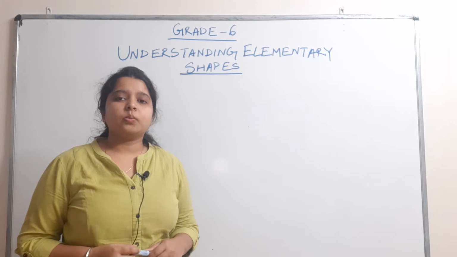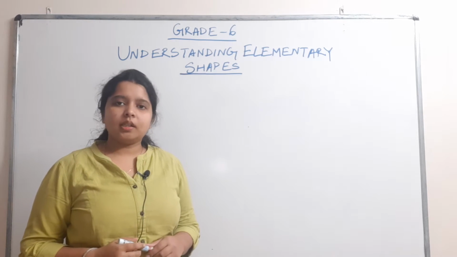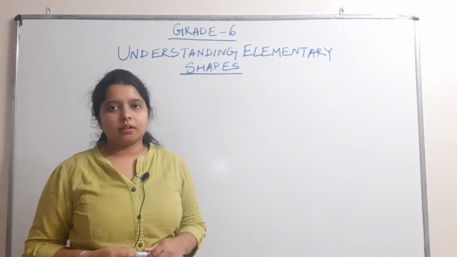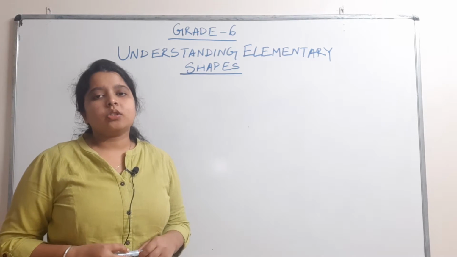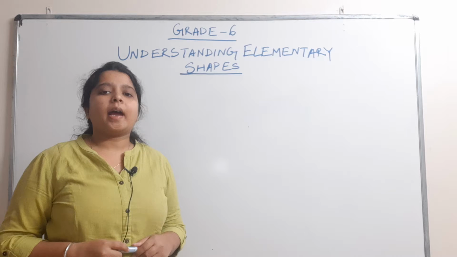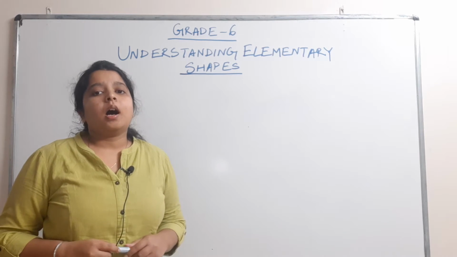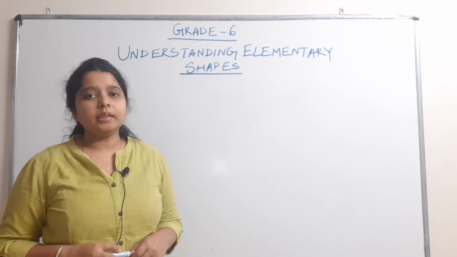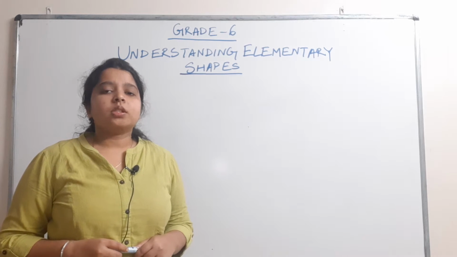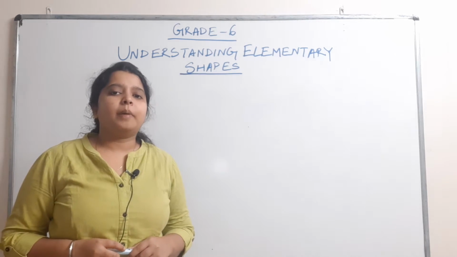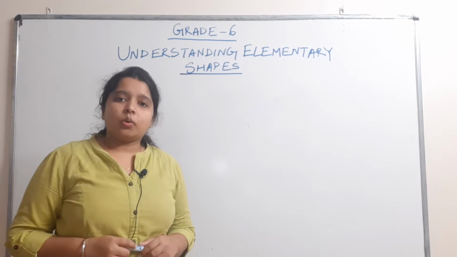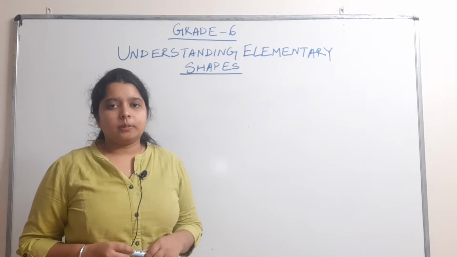In the last lesson we learnt about perpendicular lines and perpendicular bisector. So what are perpendicular lines? The lines which intersect each other at 90 degree or at right angles are known as perpendicular lines, and the line which divides the other line in two equal parts and is also perpendicular to it is known as a perpendicular bisector.